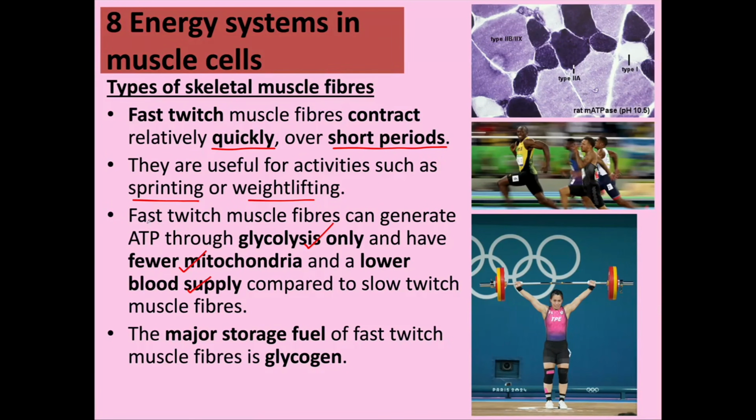And notice how it's always fast twitch can do this, compared to slow twitch muscle fibers. Similarly, it contracts relatively quickly, and that again is relative to slow twitch. So we're always comparing the two. And the questions that we get in the exam tend to be comparison questions. You know, what is fast twitch, what is slow twitch, et cetera, and you're always comparing them to each other. Now, the major storage fuel of fast twitch muscle fibers is glycogen. As we know, glycogen gets broken down into glucose, which we need for the glycolysis reaction that happens in these fast twitch muscle fibers. So that's why the major storage fuel for fast twitch muscle fibers is glycogen.